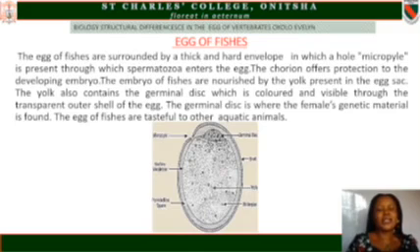The structure here is the egg of fishes. The egg of fishes are surrounded by a thick and hard envelope in which a hole, the micropore, is present, through which spermatozoa enter the egg. The chorion offers protection to the developing embryo. The embryo of fishes are nourished by the yolk present in the yolk sac. The yolk also contains the germinal disc, which is colored and visible through the transparent outer shell of the egg. The germinal disc is where the female genetic material is found. The egg of fishes are tasty to other aquatic animals.